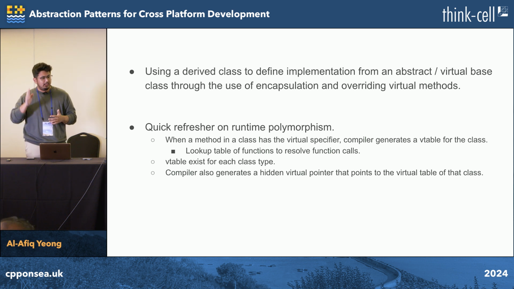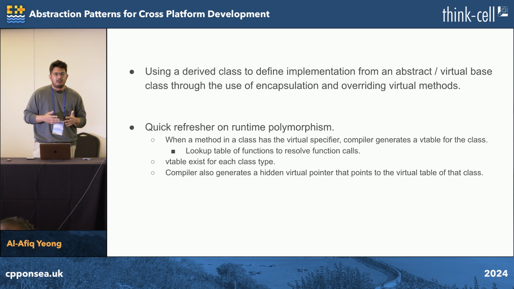When you declare a method as virtual, the compiler generates a vtable. A vtable is basically just a lookup table of function calls to resolve at runtime, and it exists for every single type of class that has the virtual specifier. Aside from that, the compiler also generates a virtual function pointer that points to the vtable of that class.